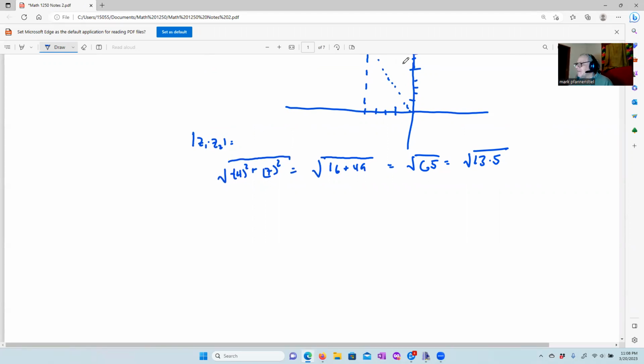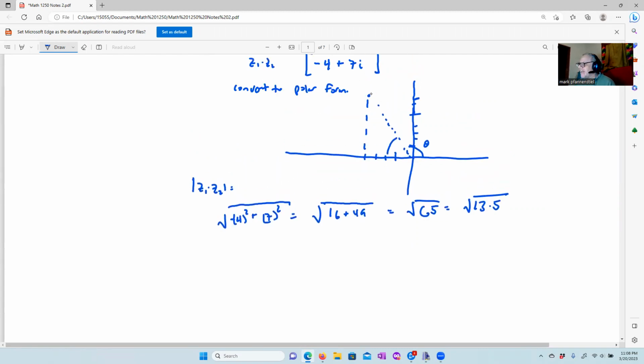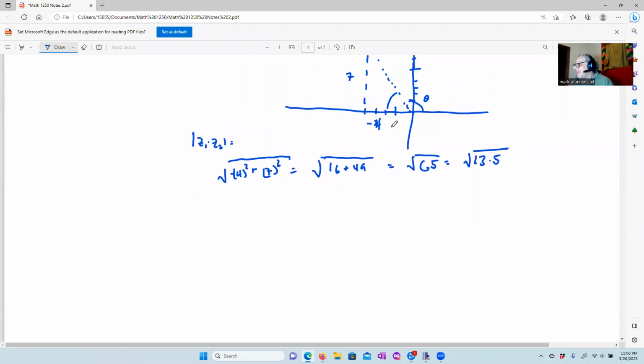Okay, and now we have to figure out, well, what is this angle? The angle we have here, this theta, is related to the reference angle. So what is the value of the reference angle here? This is going to be 7, that's my opposite side, and then we have a -4 here. So this is in the second quadrant, so we have to be careful when we take our inverses.